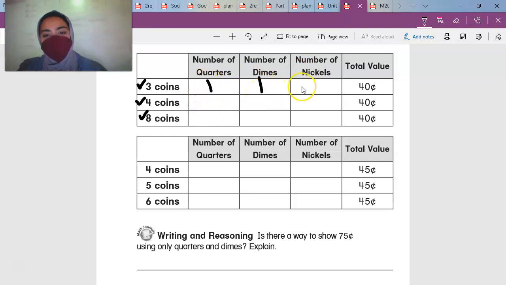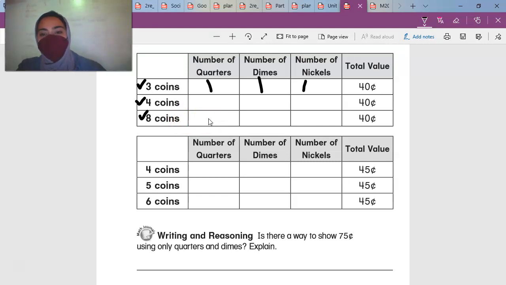Let's see, does that make 40 cents? 1 quarter is 25. 1 dime is 10. 25 plus 10 is 35. And 35 plus 5 is 40. That's absolutely correct. Then you're going to find out a way to do it with 4 coins and 8 coins, okay? Let's do 8 coins. I think that would be fun.